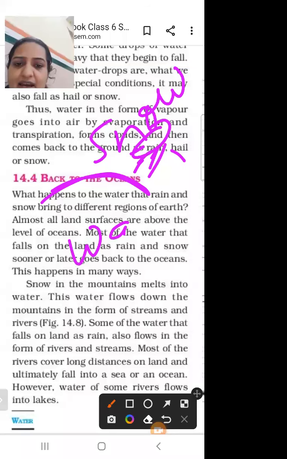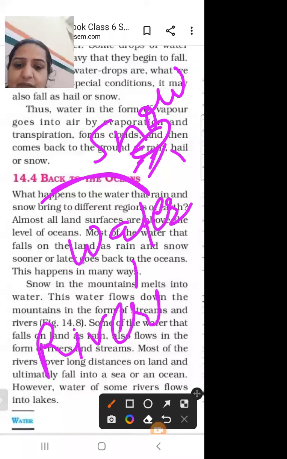And where does this water go? This water goes into the rivers, or in the form of streams. So it will go into the rivers. And some of the water that falls on the land goes into the rivers.